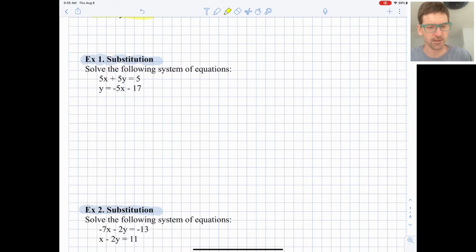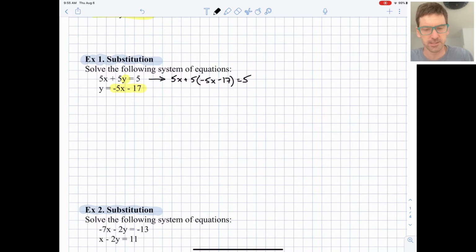So we have 5x plus 5y is 5, and we have y equals negative 5x minus 17. Okay, so here's what we have. We have y is equal to this stuff. So let's plug it in for that y right there in my first equation. So this is going to turn into 5x plus 5 times, now instead of y, we're going to put in the negative 5x minus 17. And that's still all equal to 5. So we just rewrote the first equation with the negative 5x minus 17 plugged in. We substituted in for y.